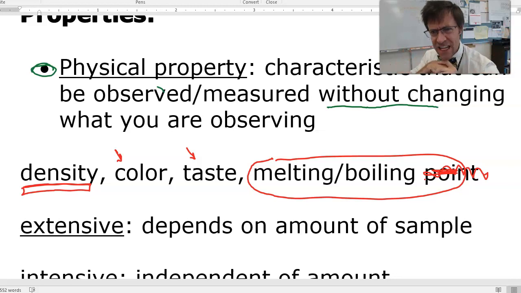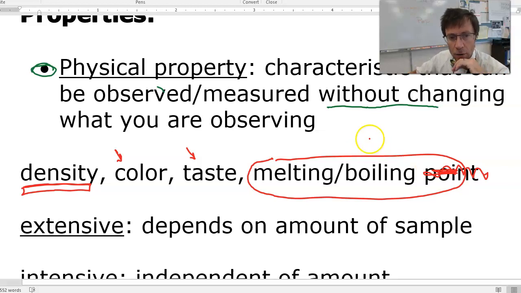Do you understand what I'm saying? Good. Okay, so that's a physical property. Sorry, I said change, I meant property.